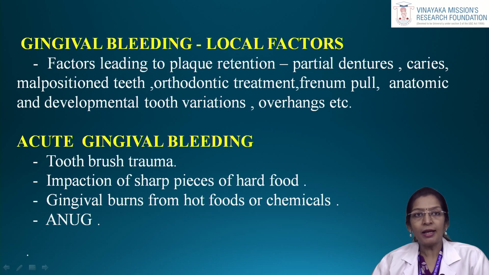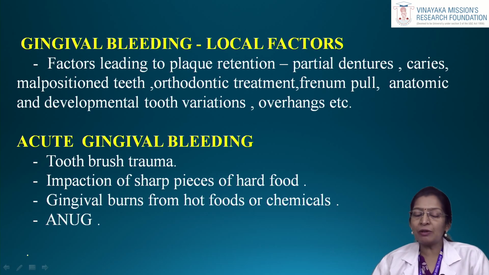So, the factors leading to plaque retention, namely not properly cleaned partial dentures, overhanging restorations, carious teeth, crowded teeth, malpositioned teeth, orthodontic tooth movement, frenal pull and certain anatomical and developmental tooth variations, all have a tendency to accumulate plaque, thereby leading to gingival inflammation and affecting gingival bleeding.